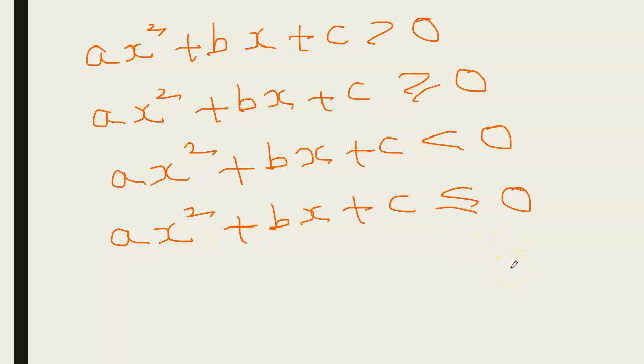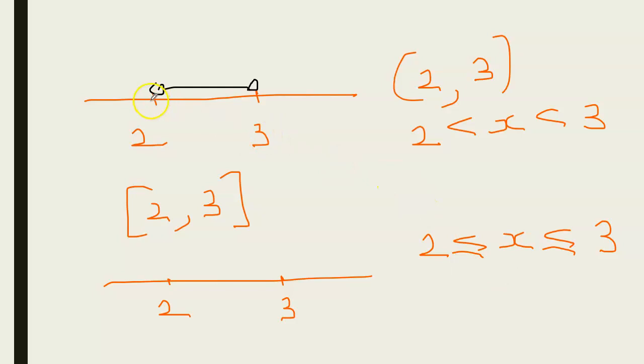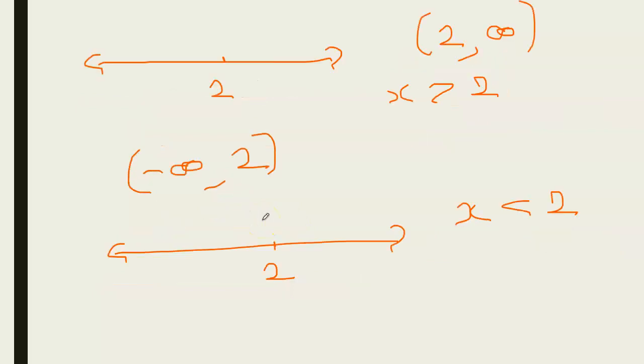For example, this is the open interval 2, 3. So it has all the elements x lying between 2 and 3 but not including 2 and 3. The closed interval 2, 3 is denoted by all the set of elements x where 2 less than or equal to x less than or equal to 3. So what is the difference between the open interval and the closed interval? Open interval, you do not include the endpoints; closed interval, you include the endpoints.